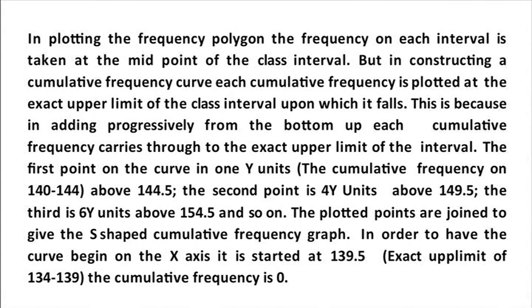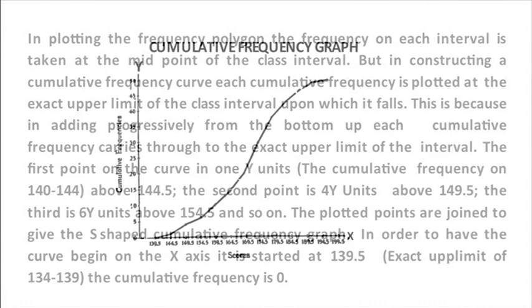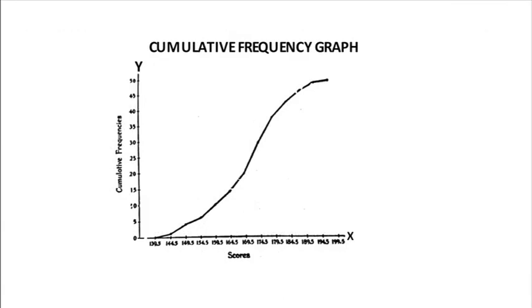In order to have the curve begin on the x-axis, it is started from 139.5, the exact upper limit of the 135 to 139 interval, where the cumulative frequency is 0. Now, what does it mean? Now, you see the graph. The graph is before you.